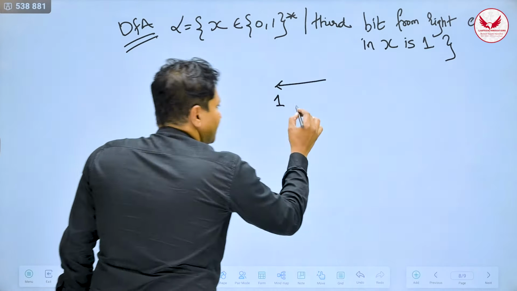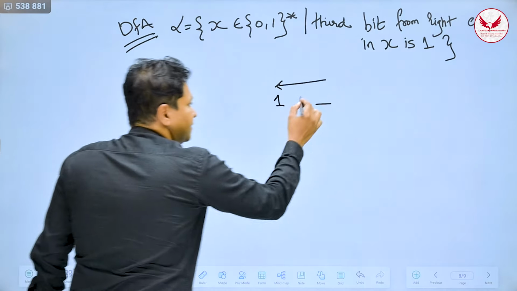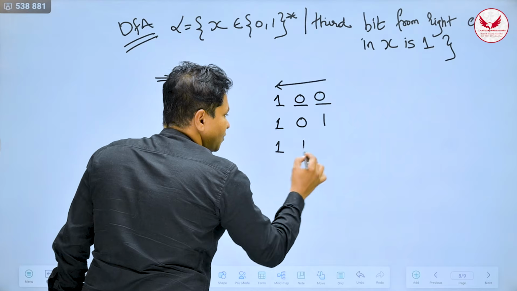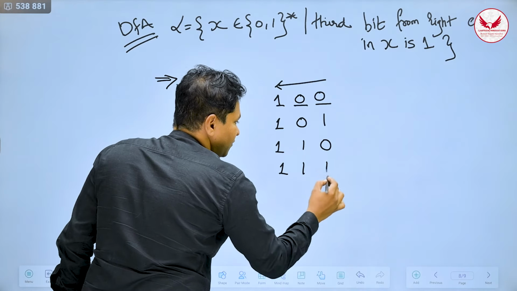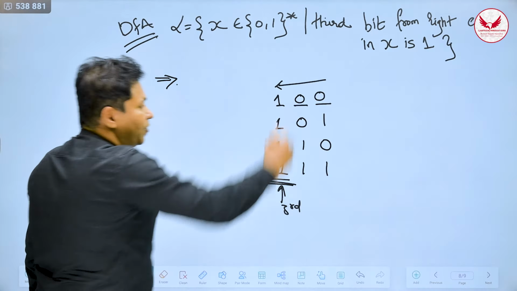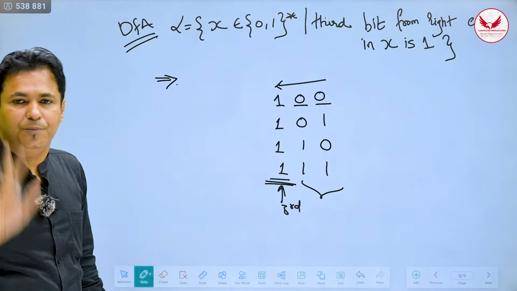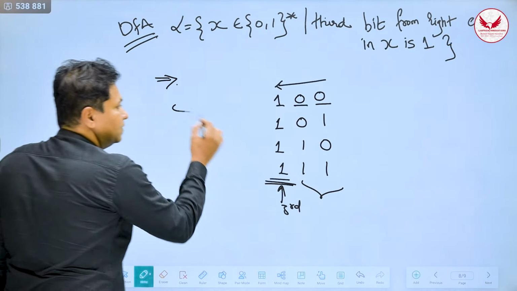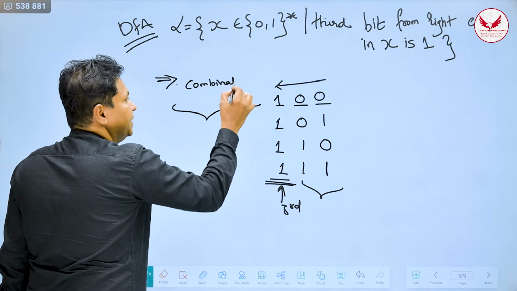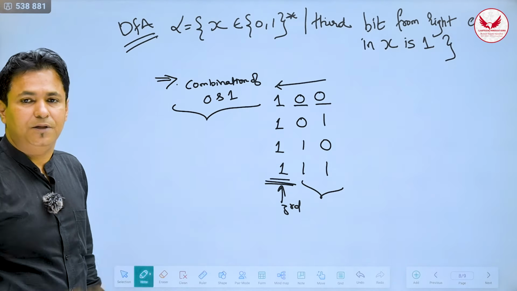So here you can have just any 2 bits. Say it may be 0, 0, 0, 1, 1, 0 and 1, 1. Means you are going to focus on the third bit from the right side. Only 2 bits appear after it on the right side. And what about the part before? It may be any combination of 0 and 1, then the third bit from the right side.